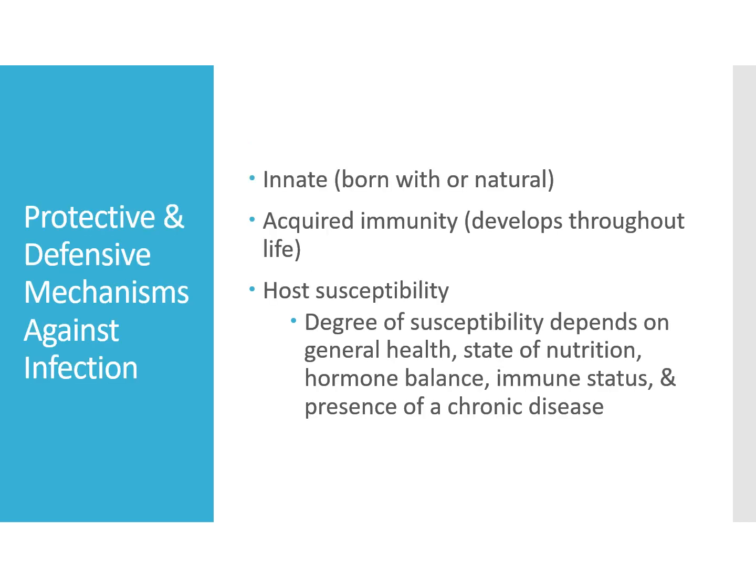So the body has two forms of immunity. It can either be innate, which is something that we're born with, or naturally acquired. Oftentimes, that's part of the baby getting defensive mechanisms from the mother while in utero. Or it can be acquired, and that's something that we gain throughout our life.